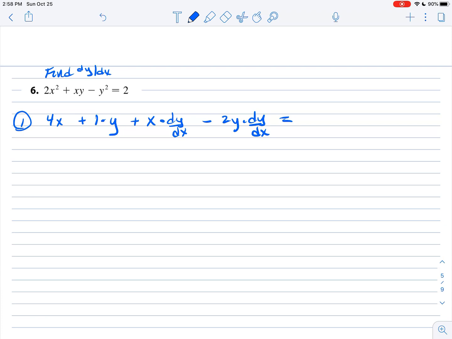And then we have minus y squared, so that's going to be minus 2y dy dx, and then I'm going to end up with the derivative of 2 is 0. My next step, solve for dy dx.